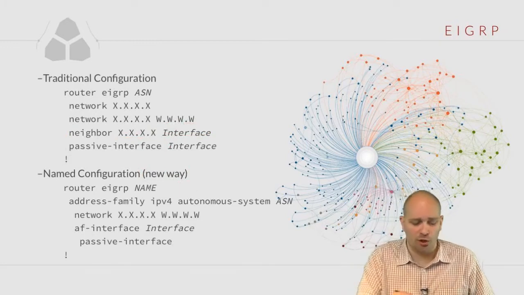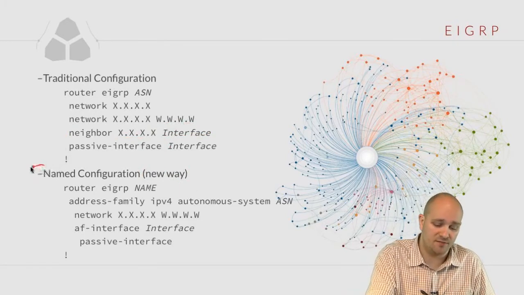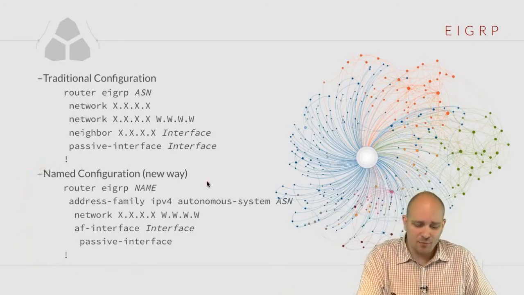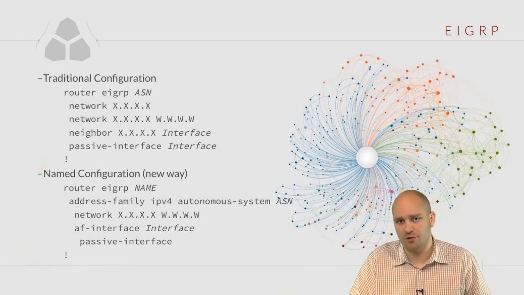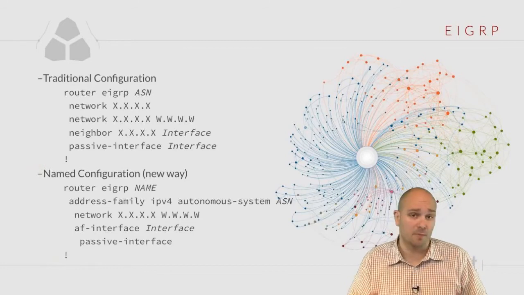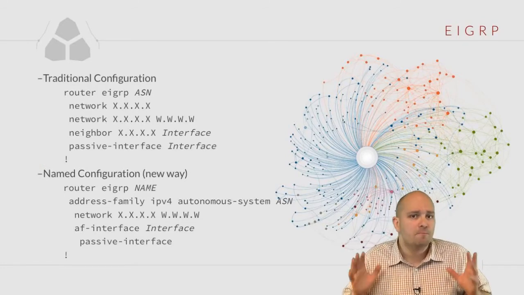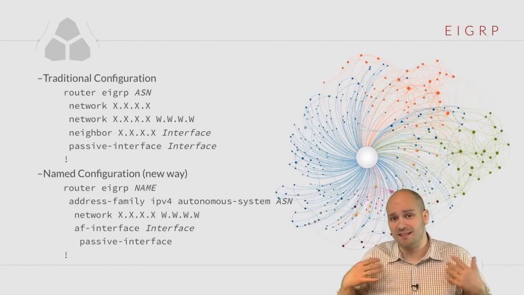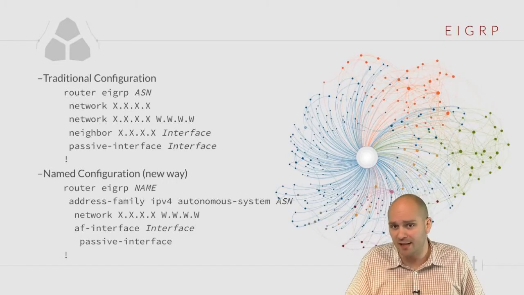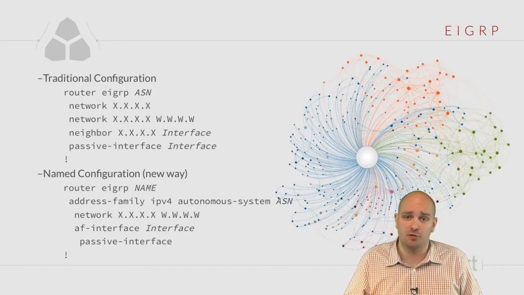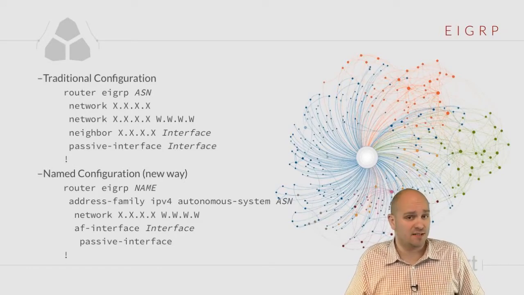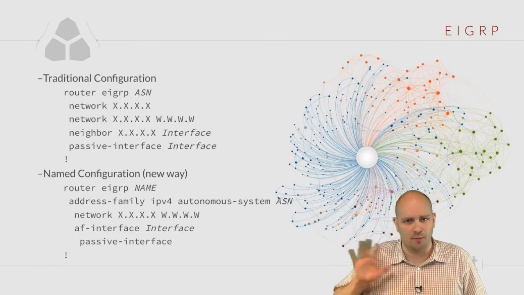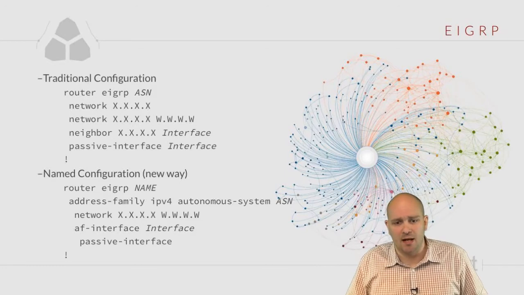Now, the newer configuration introduced with IOS 15 is so-called named configurations. Named configurations do allow for certain flexibility not available in the numbered configuration mode. Namely, with the named configuration, we can first of all support in the same process IPv4 and IPv6. In the previous configuration modes, we would need to run separate processes for IPv4 and IPv6. And obviously, I'm going to talk about IPv6 separately later on.